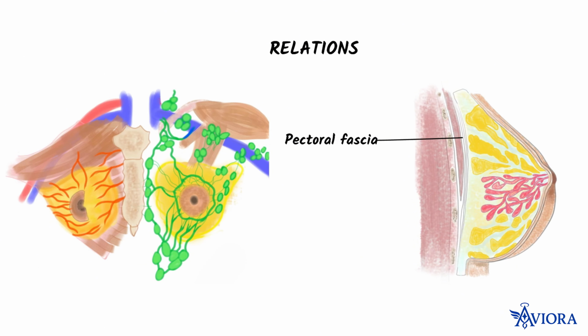Between the breast and the pectoral fascia lies the retromammary space, a layer of loose areolar tissue. This natural glide plane acts like a soft cushion, allowing the breast to move freely, upward, downward, and side to side, over the chest wall.